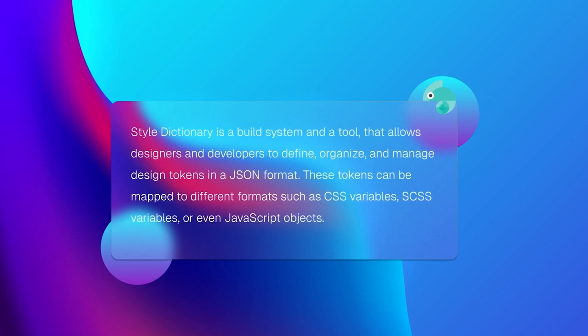So what is a Style Dictionary and why should anyone care about that? So Style Dictionary is a build system and tool that allows designers and developers to define, organize, and manage design tokens in a JSON format. So these tokens can be mapped to different formats such as CSS variables, Sass variables, or even JavaScript objects.